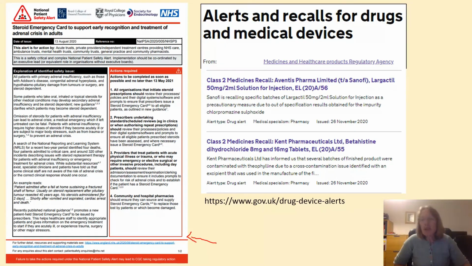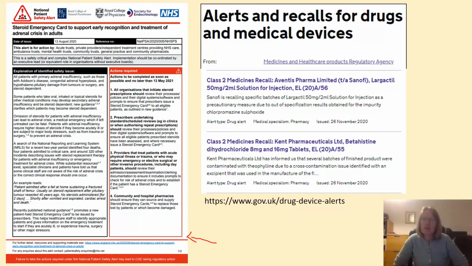And then recalls, as I say, they're very frequent, and I've got some here from November 2020. It's just a couple there, but there were probably about 10 for November. And these are class 2 medicines recalls, and there are 4 levels of recalls. So class 1 have to be done pretty much immediately. It's very urgent and important. Class 2 recalls are also something that has to be done within a narrow window of time, usually within the week, usually within a couple of days.